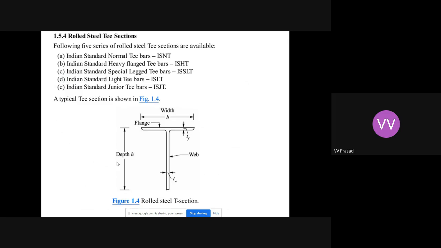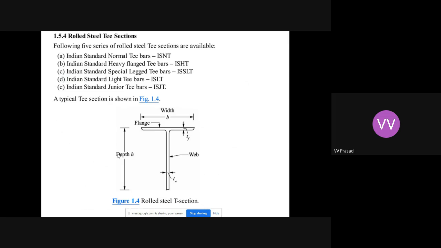Generally, T sections belong to 5 categories. That is ISNT, Indian Standard Normal T bars; ISHT, Indian Standard Heavy Flanged T bars; Indian Standard Special Legged T bars, that is ISSLT; and Indian Standard Light T bars, ISLT. Next one is Indian Standard Junior T bars.